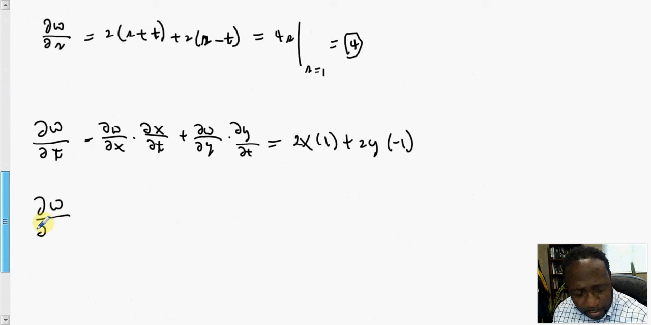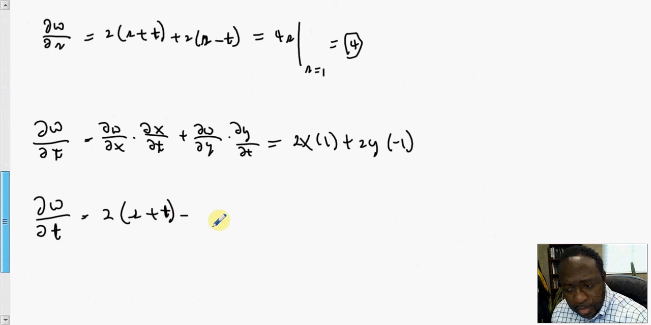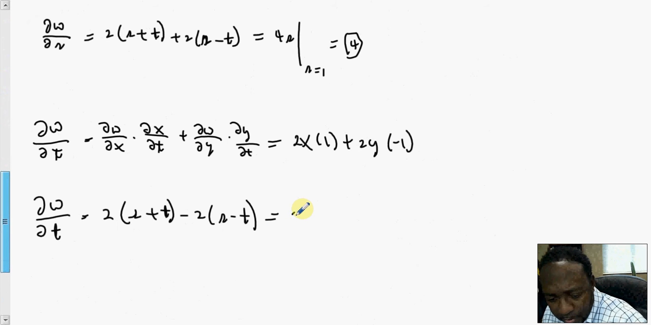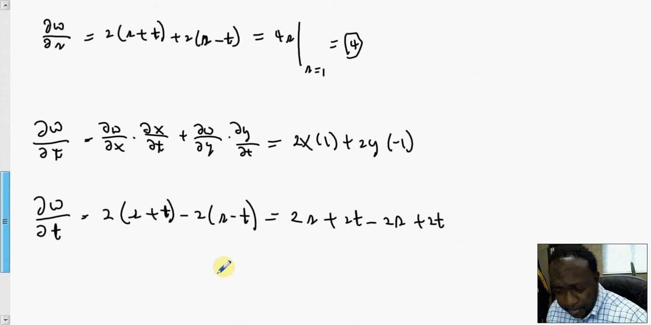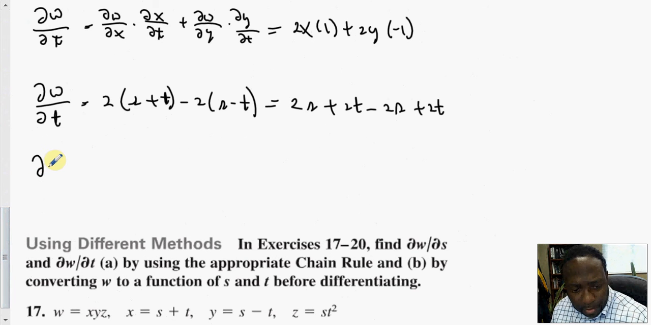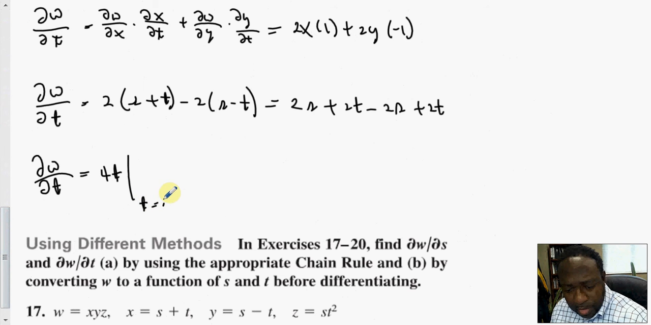This partial of w with respect to t is 2 times x, but x is s plus t. This is minus 2 times y, and y is s minus t. We simplify that, so this is 2s plus 2t minus 2s plus 2t. So the s's cancel, so the partial of w with respect to t is equal to 4t, and t is evaluated at 0.